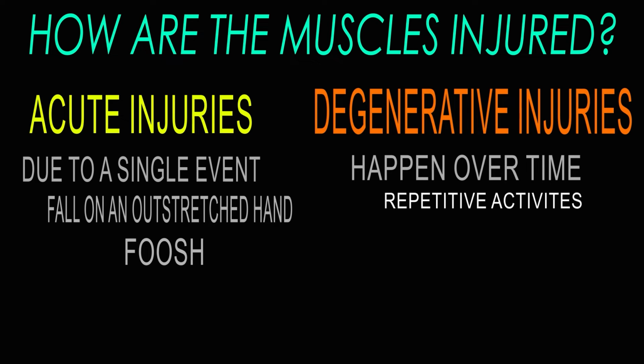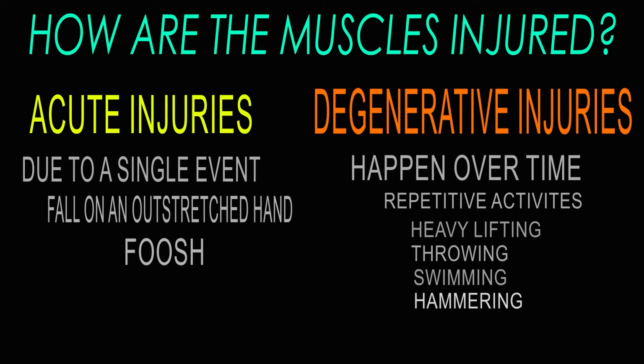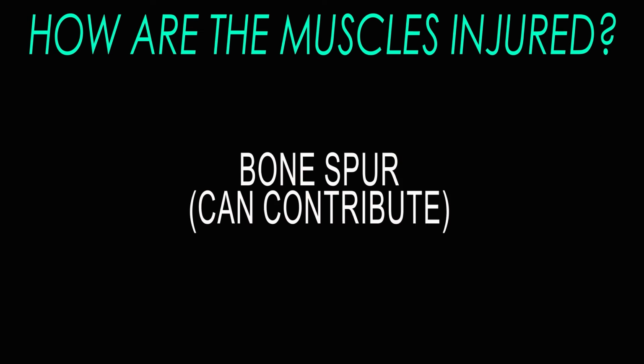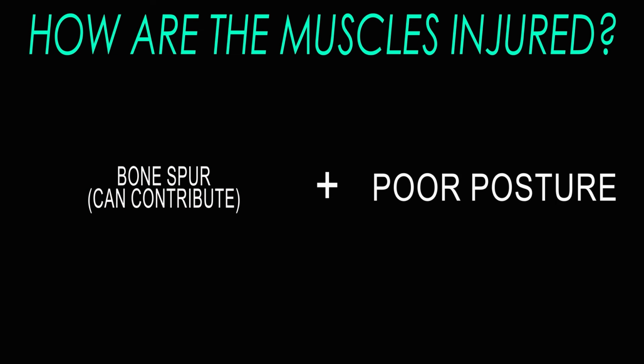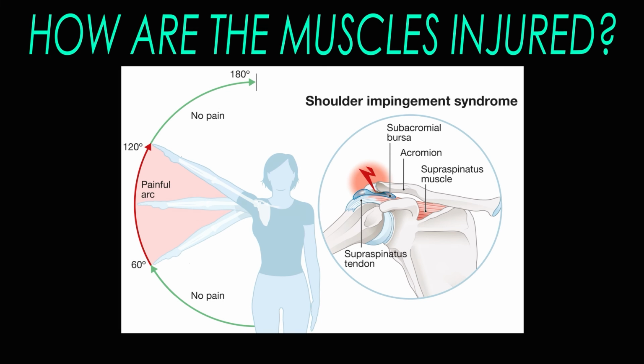Degeneration can occur from repetitive activities such as heavy lifting and overhead activities like throwing, swimming, hammering, etc. Sometimes a bone spur can develop, and with the combination of poor posture, it can cause shoulder impingement. A shoulder impingement is when the space in the shoulder that the rotator cuff muscles run through decreases. This is usually due to inflammation. When the space is narrowed, the acromion can rub against the rotator cuff tendons and cause irritation.